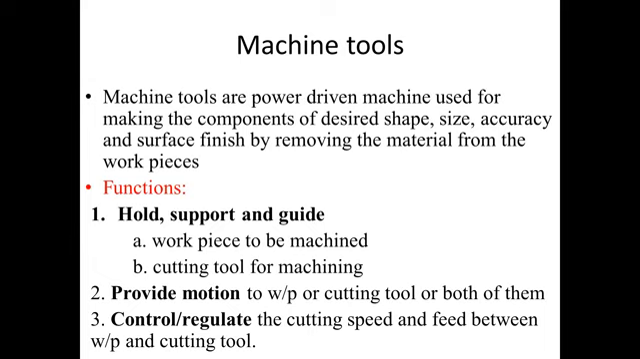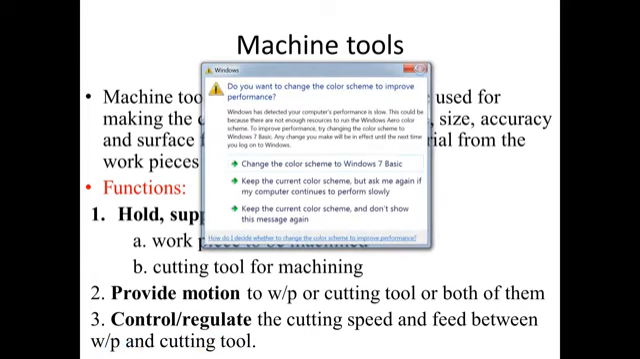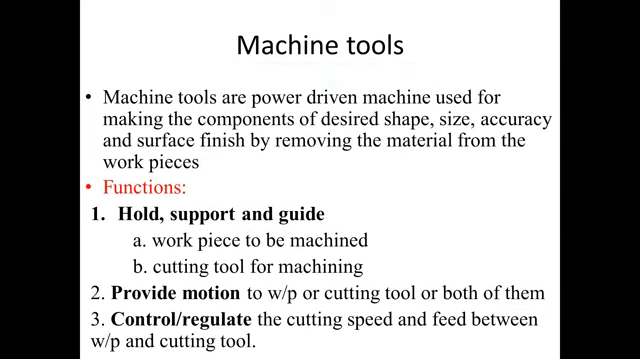The basic functions are explained, which we had in discussion in unit number 1. First, the functions are to hold, support and guide. In a lathe machine we know the workpiece is clamped by the chuck and it is rotated. The cutting tool, which consists of hard material, cuts the soft material of the workpiece. Then it provides motion to the workpiece or the cutting tool or both of them.